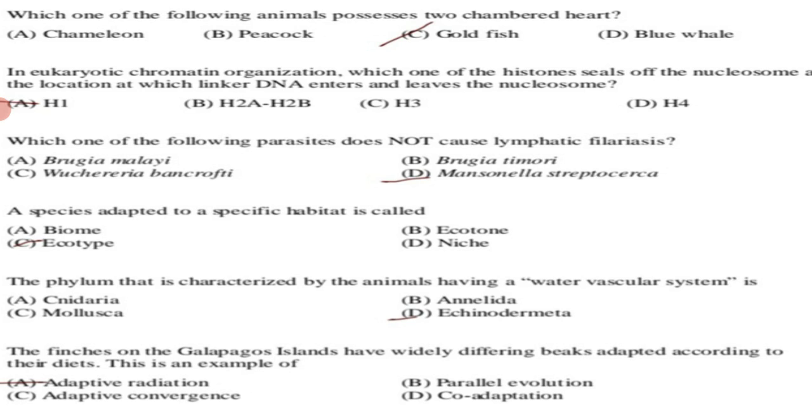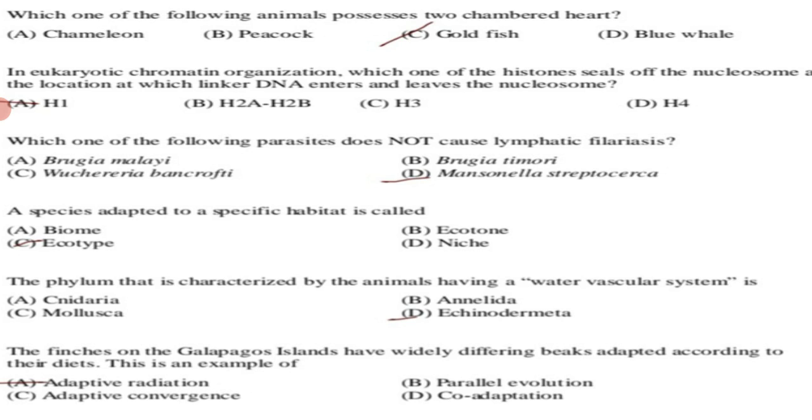Then moving to the next question, which one of the following parasites does not cause lymphatic filariasis? Brugia malayi, Brugia timori and Wuchereria bancrofti, these three organisms are responsible for lymphatic filariasis, but Mansonella streptocerca is not a responsible parasite for lymphatic filariasis. So option D is the answer of this question.